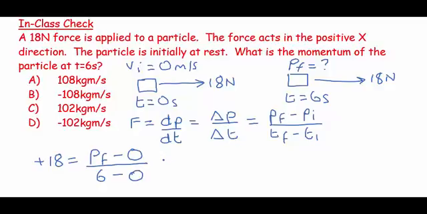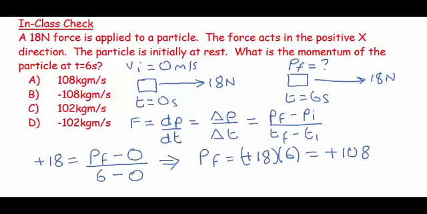So rearranging this, I can say that p final is equal to plus 18 times 6, which gives me 6 times 8 is 48, put down the 8, carry 4, 6 times 1 is 6 and 4 makes 10. It's going to be plus 108, and it's going to be momentum, so it's going to be kilograms meters per second.